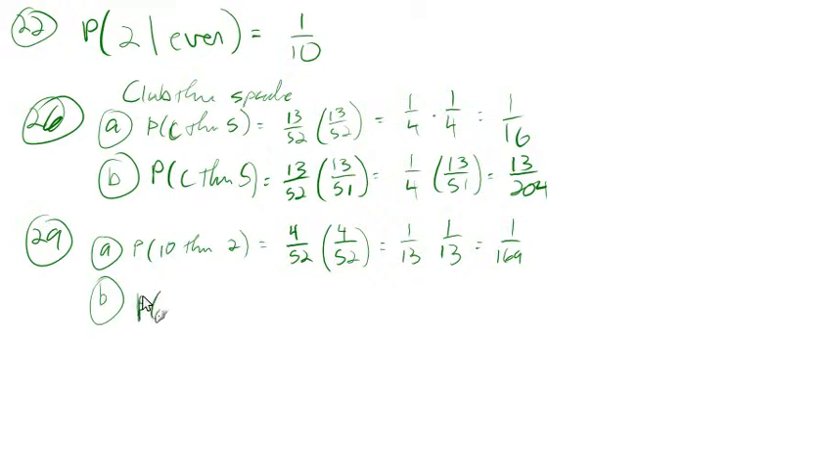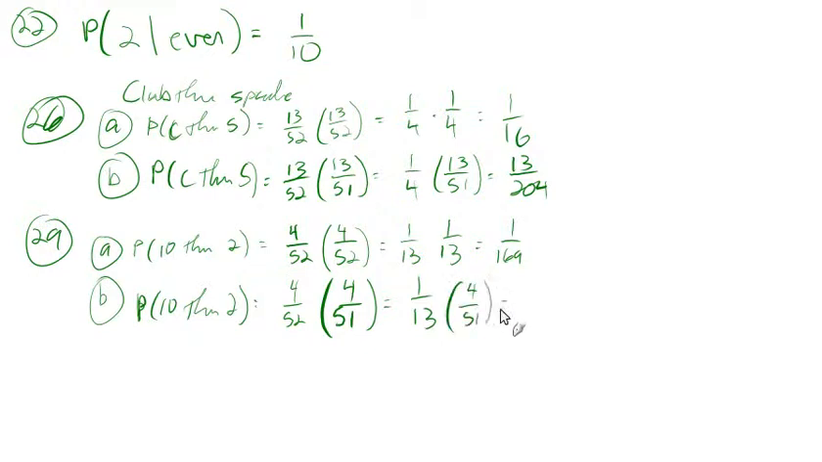Now we want to know the probability of a 10, then a 2, when we don't replace the first card. So the probability that we'll get a 10 is 4 out of 52. Now, with the second card, the probability of it being a 2, well, there's still 4 2s, but since we didn't put this card back, there's 51 cards to choose from. So there's a 4 out of 51 chance. So 1 out of 13 times 4 out of 51 is going to be 4 out of 663.